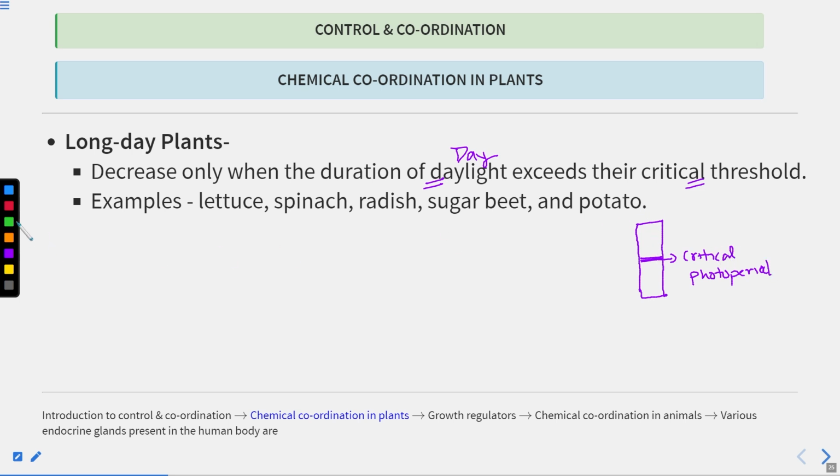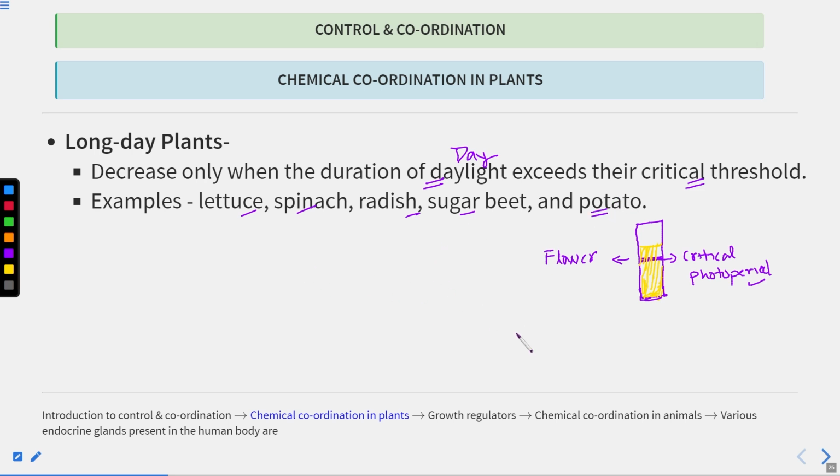If the day length is more than this critical photo period, okay, the day length here is more than the critical photo period, then in this condition, it will flower, because the day length is more than the critical photo period. But if the day length is less than this critical photo period, then it will not flower. Clear? Examples are lettuce, spinach, radish, sugar beet, and potato.